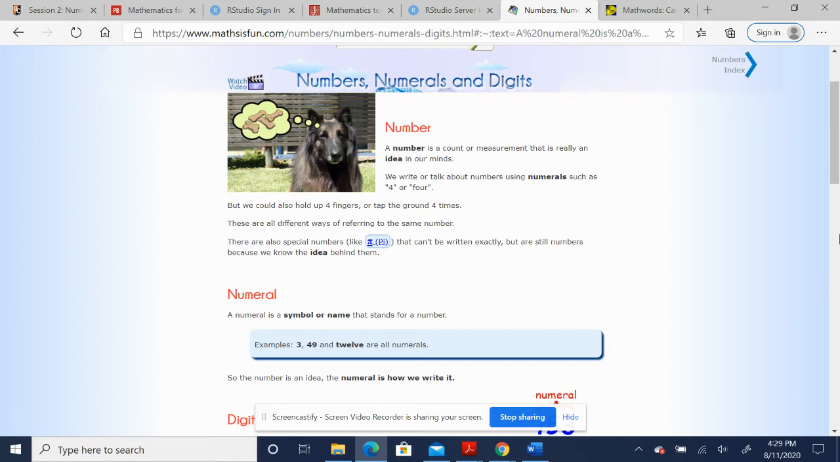In terms of using the numerals, here we're talking about the actual item itself, the entire number that we see or what we would write down. A numeral is a symbol or a name that stands for a number. So 3, 49, 12, any way that we give it an official name, then that's what we're talking about as the numeral.